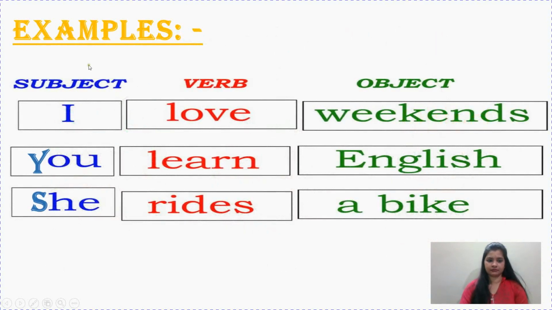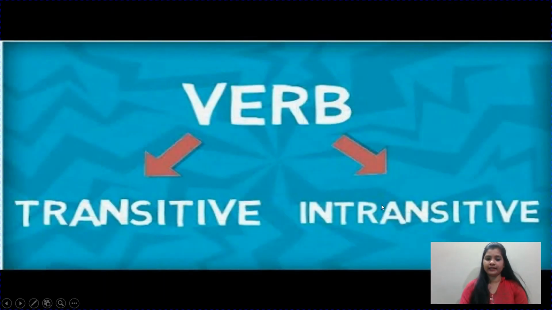Let's see examples. Subject, verb and object. I love weekends. So why is I the subject? Because it is the doer. We are talking about I. So I is the subject. Verb means action word or doing word. And weekends, it is the receiver. So it is the object. You learn English. So again, you is the subject, learn is the verb, and English is the object. She rides a bike. She, we are talking about she, she is the doer, so it is the subject. Rides will be the verb, and a bike, it is the receiver, so it will be the object.